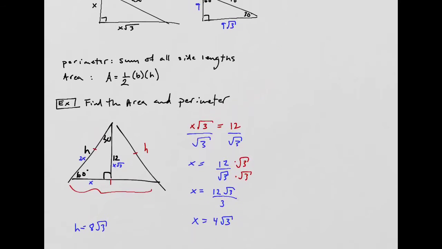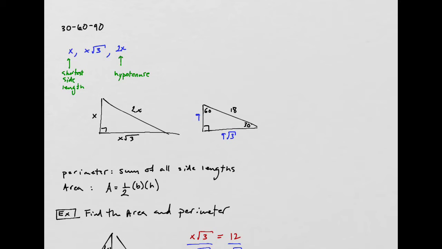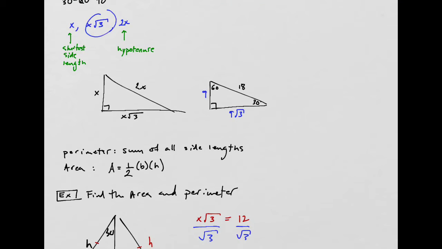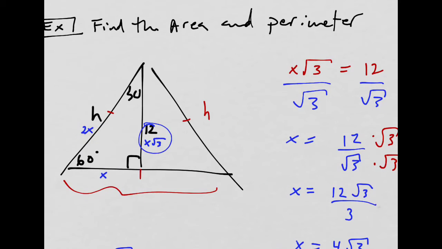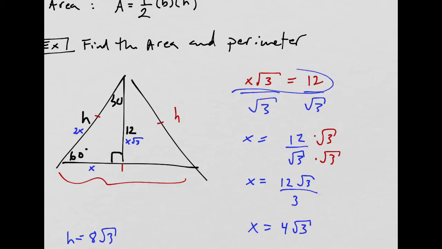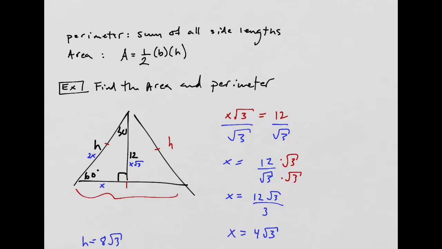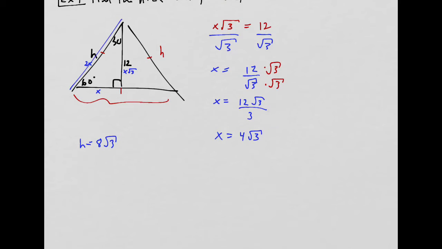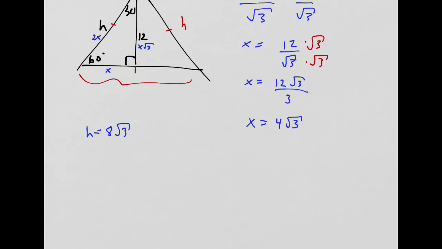I just set it up based on the 30, 60, 90 triangle. The shortest side was x. The medium length was x times root 3, so I said 12 has to be x times the square root of 3. That's why I wrote that equation. And then the hypotenuse had to be 2x. The perimeter, I'll find first, is h times 3. It's just h plus h plus h. So the perimeter is just this times 3, so 24 square root of 3.